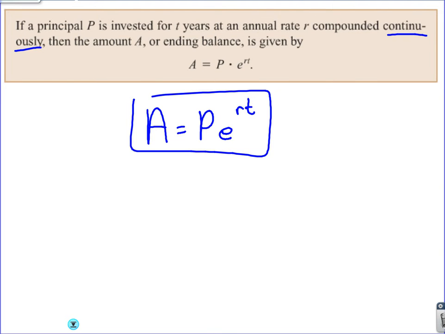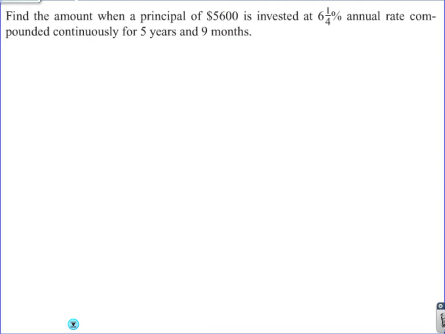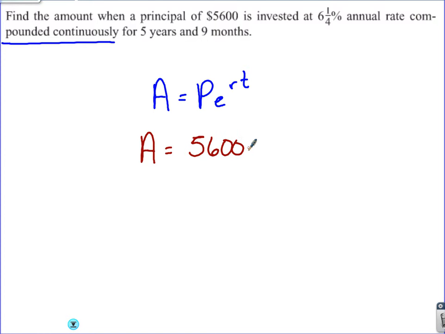Compounded continuously. Here's your first problem. Find the amount when a principal of $5,600 is invested at a 6 1/4% annual rate, compounded continuously. We like seeing that because we can use this really simple formula. This is actually a whole lot easier than the other one. So the amount of money you're going to have is going to equal the principal, $5,600, times e. And honestly, you can leave it as e, and I'll show you in a second on your calculator where to find e. Raised to the, okay, careful here, 6 1/4%.